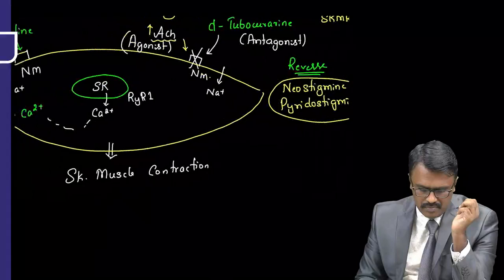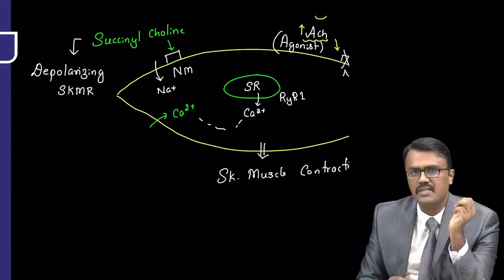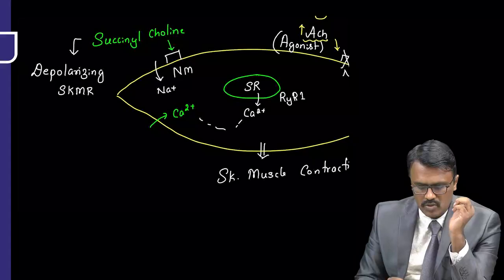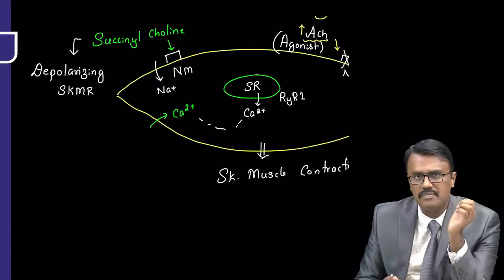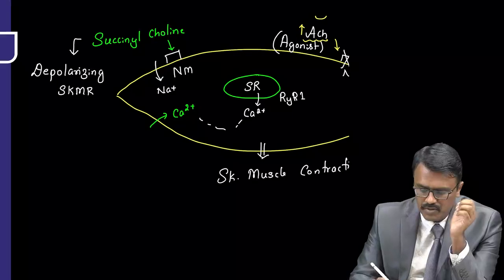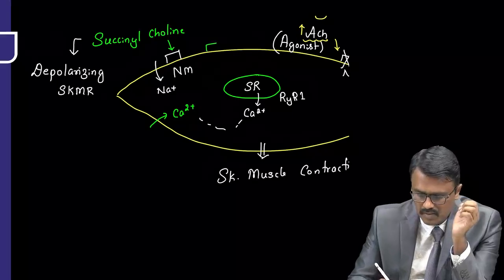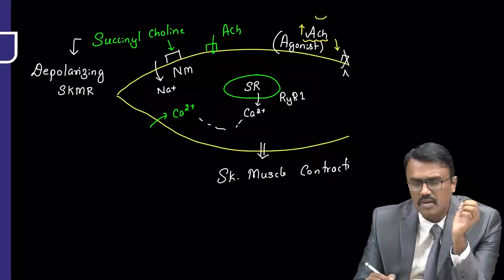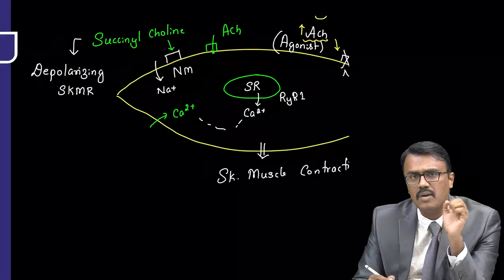But what is the story of succinylcholine, sir? Succinylcholine is depolarizing and you cannot use neostigmine or pyridostigmine here. The reason is, if you use neostigmine or pyridostigmine, what happens? They increase the acetylcholine. Acetylcholine will also repeatedly stimulate the muscle and it will also cause depolarizing skeletal muscle relaxation. So they are not useful.